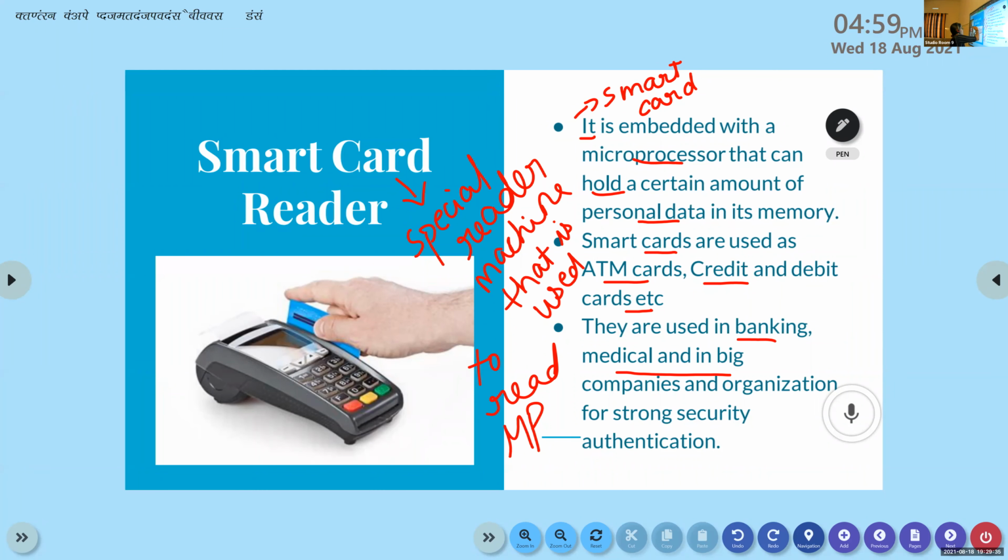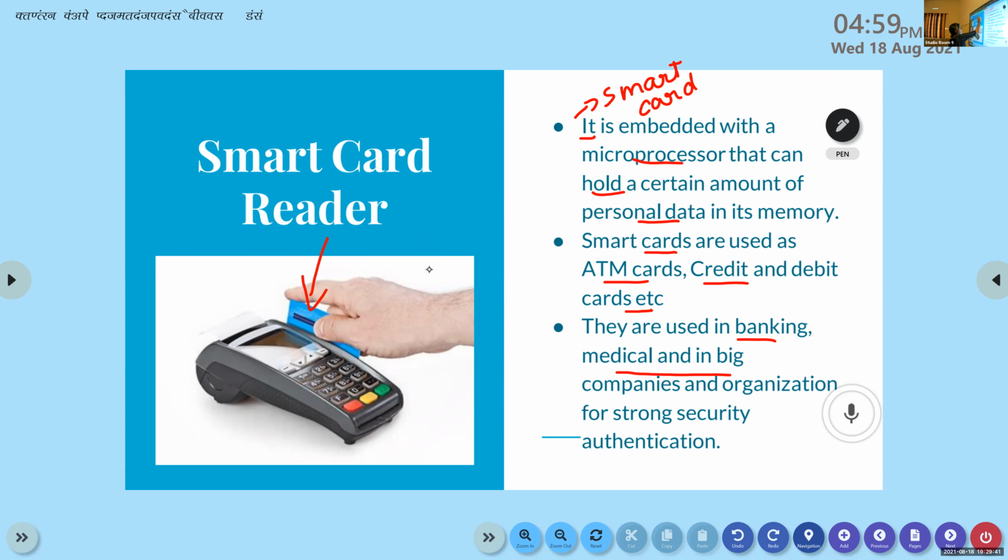Here you can see this, isn't it? Those who have not used it, please try. If you start using this, then you will not use your cash. You will not pay. Isn't it?